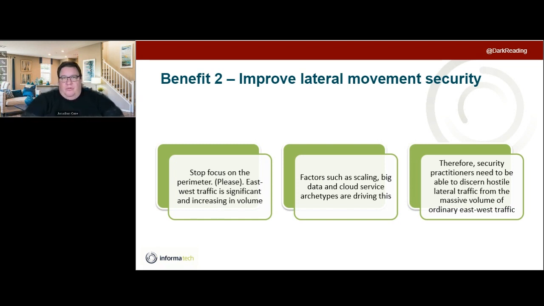The other thing, of course, that is true is when we think about cloud architectures and we need to rapidly scale, we need to be able to move data around and workloads around between horizontal components, then actually east-west traffic is quite significant and increasing in volume, which means that we need to allow east-west traffic. And also, because of the volume, it's quite easy for an attacker to hide. So we need to be able to discern what's hostile lateral traffic and what's just the normal, now heavy, volume of east-west traffic.